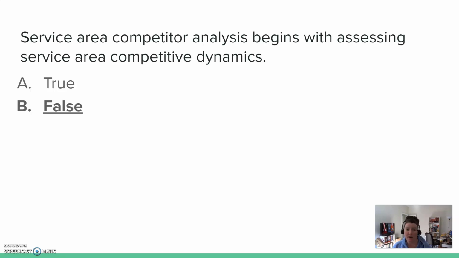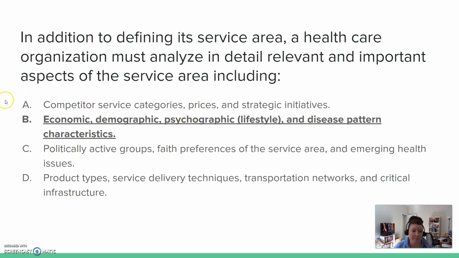And the very first step is to look at your external analysis. So we're not jumping right into those service area competitive dynamics right away. We're going to start with taking a look at our external analysis that we've already developed, hopefully, if we're working through this process, and how we fared there, to take a deeper dive into the competitors. So our answer here is false.